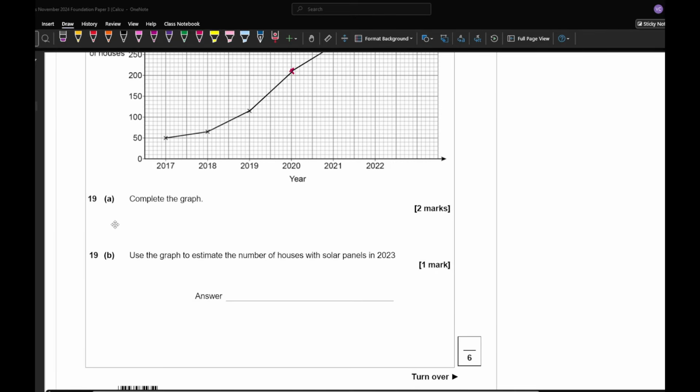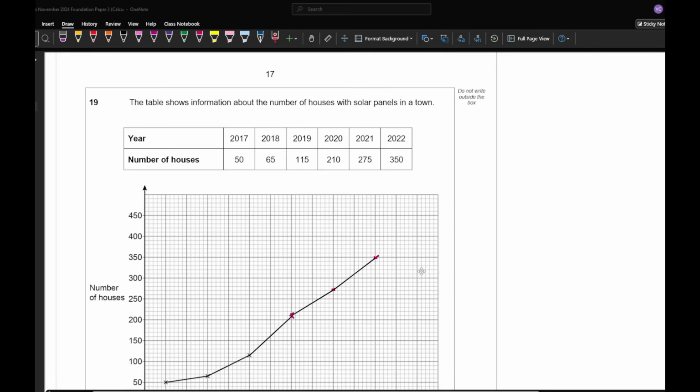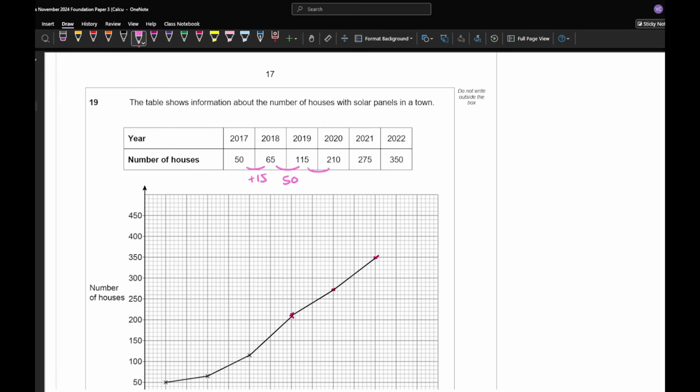Then for question 19b, it says use the graph to estimate the number of houses with solar panels in 2023. Now when it comes to predicting, particularly with a time series graph, what you want to do is look at the increases from year on year. So the difference between 2017 to 2018 was plus 15. Then we have an increase of 115, so that's 35, that makes it 50. And then from this we have an increase of 95, then we have an increase of 65, and then we have an increase of 75.